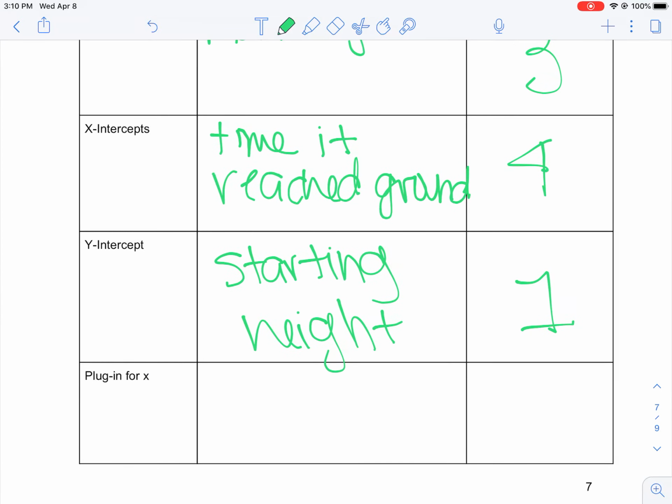And the very last one, what is the height of the rocket after 2 seconds? So if it's asking for the height of the rocket after a set number of time, that's just plugging in for x.